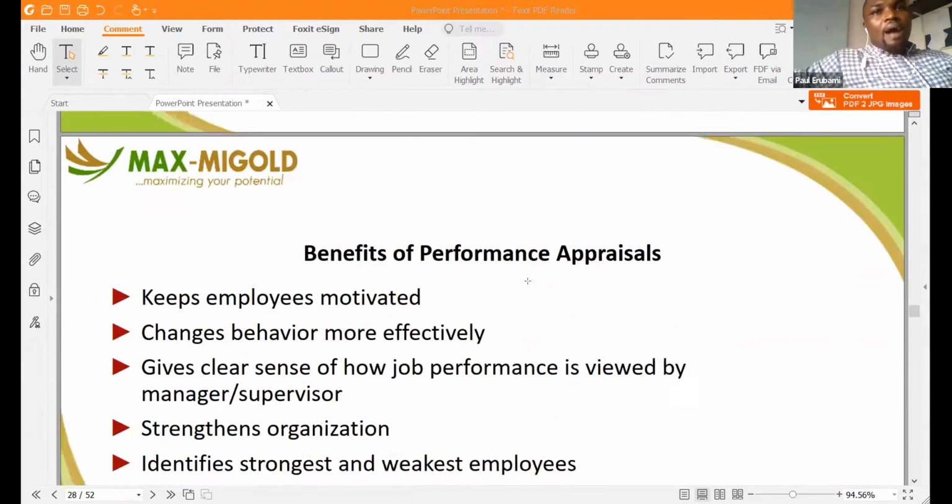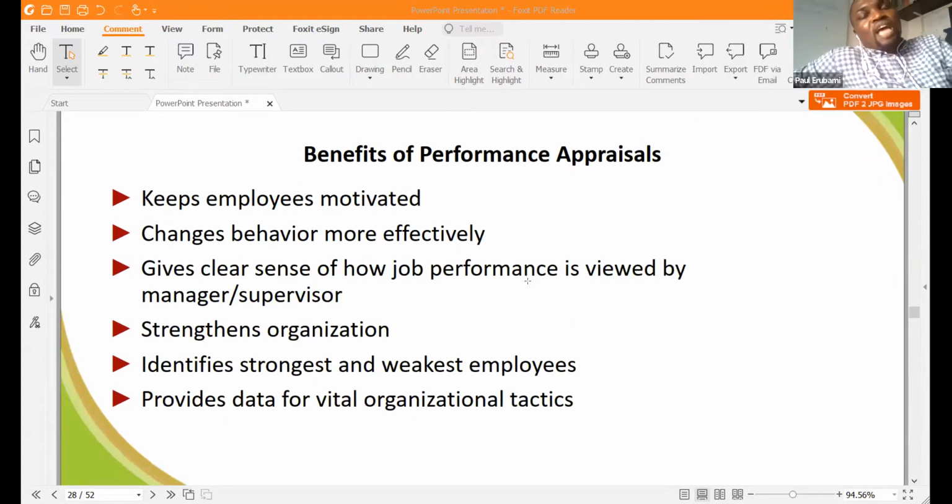So to say, why do we need to do performance appraisal? Basically, we need performance appraisal to keep employees motivated. If you appraise me, you give me feedback that I'm doing well, which means next quarter I want to do more, right? Change behavior more effectively, right? When you give people continuous feedback on how they are doing, they want to align their behavior to ensure that they're always getting a positive feedback from their appraiser.